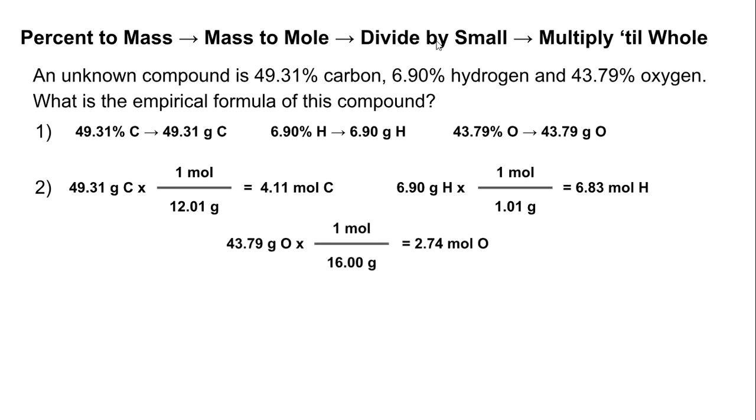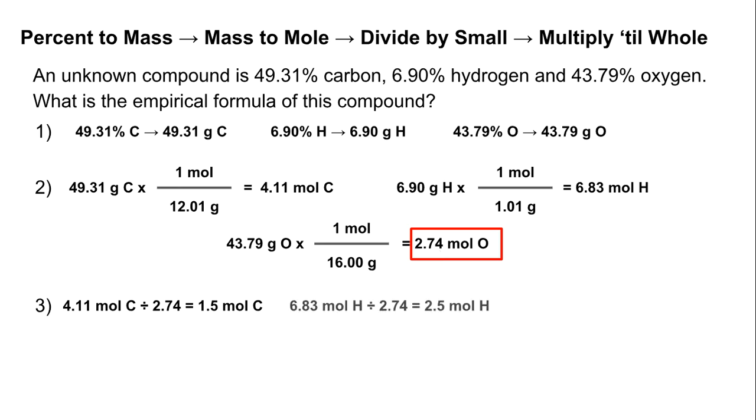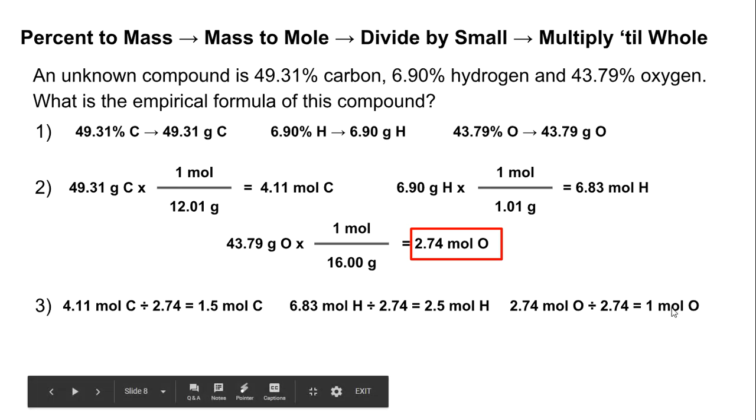All right, well then step 3 is divide by small. So which of these is smallest? Oh, it's my 2.74 moles of oxygen. But I'll divide each of these values by 2.74. So take my carbon, divide that by 2.74, it gives me 1.5 moles of carbon. That's a nice ratio number. I can do the same thing with my hydrogen, which comes out to a pretty nice 2.5. And then for oxygen, when I divide 2.74 by 2.74, yeah, it comes out to 1.